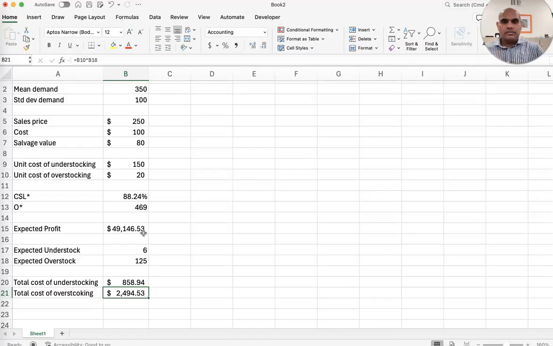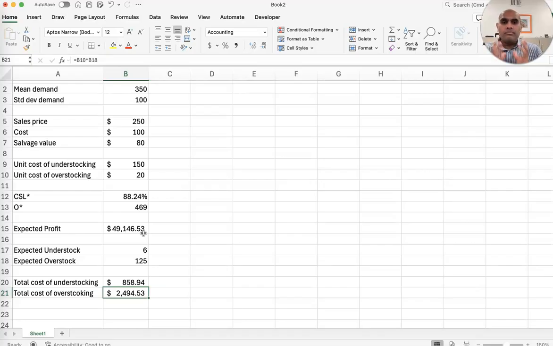So in the previous video, we saw the theory behind the Newsvendor model. In this case, we saw how we can set it up in Excel and calculate the probability, calculate the values themselves. Now, once you have this template set up for different scenarios, you can calculate the overstocking, understocking, and all of that, and you can figure out exactly what's going on. So this is the Newsvendor model.